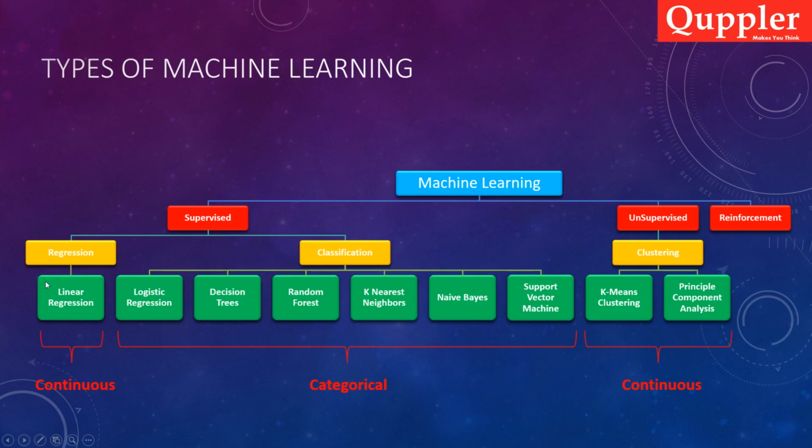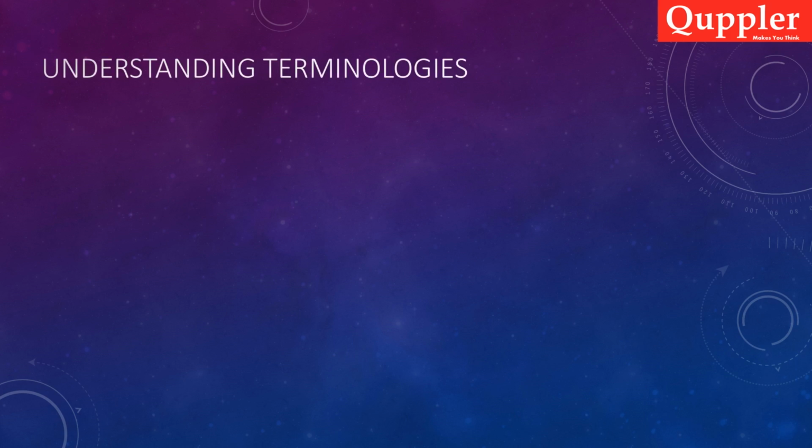The first would contain the theory and the mathematical concepts behind it, and the other video would be in the Python programming language, where I would create a model, train it, predict with it and evaluate its performance. Okay, so I hope I have made myself clear on these types of machine learning. Moving ahead, we're going to understand the different terminologies.